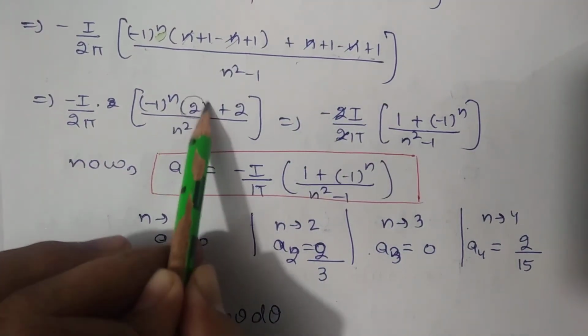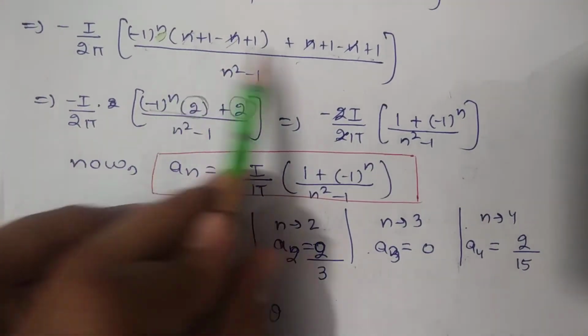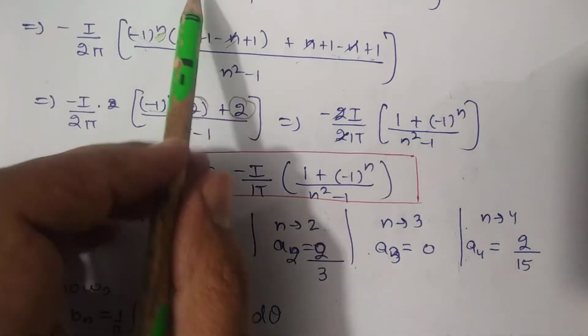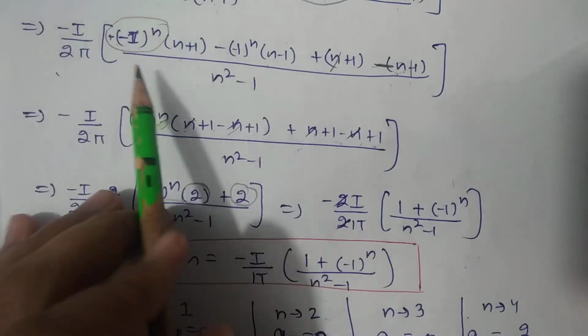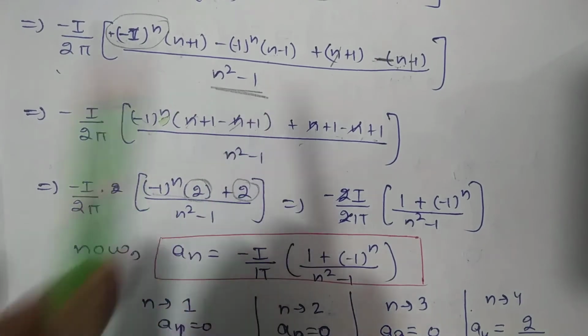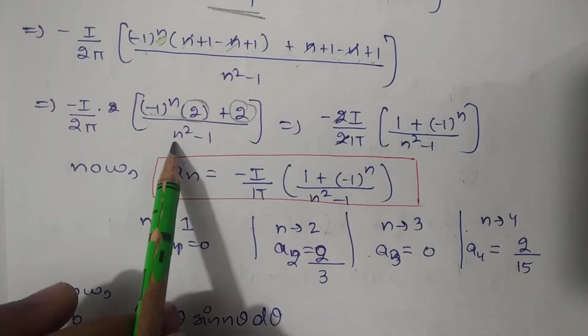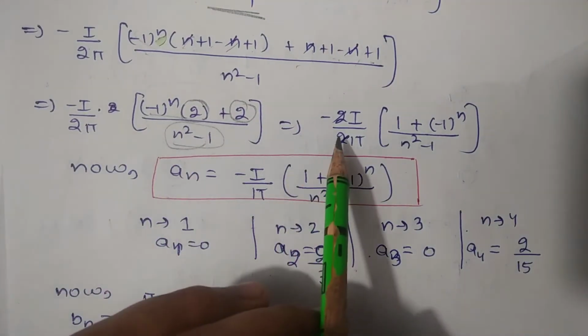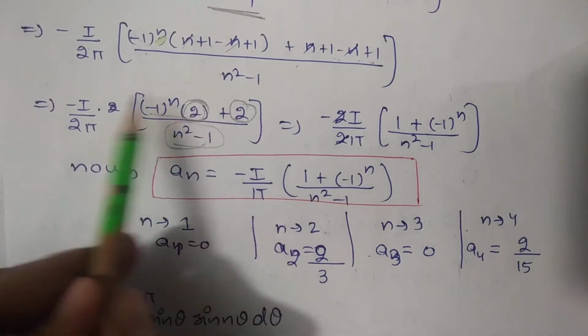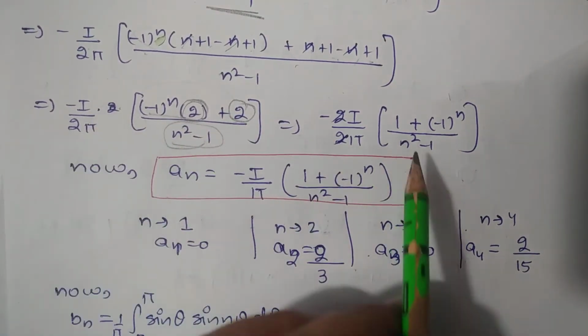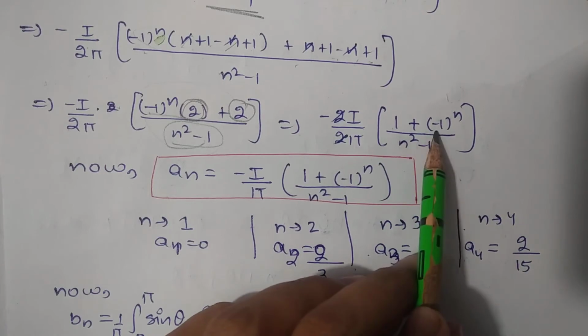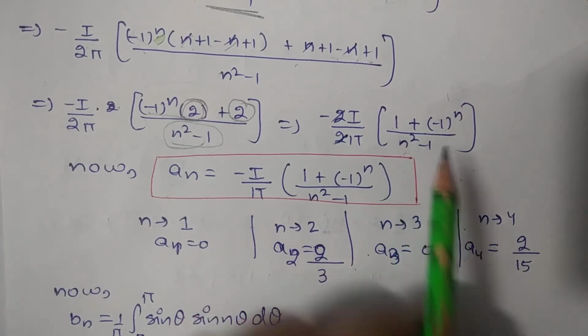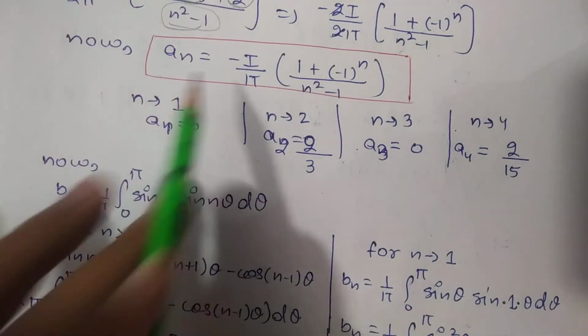So now this term will become just like that, and downside (n+1)(n−1) will be n² − 1. So this term will become just like that, and if I take 2 outside common, then 2 will cancel out 2, and inside we will get (1 + (-1)^n)/(n² − 1). So this will be the value of a_n.